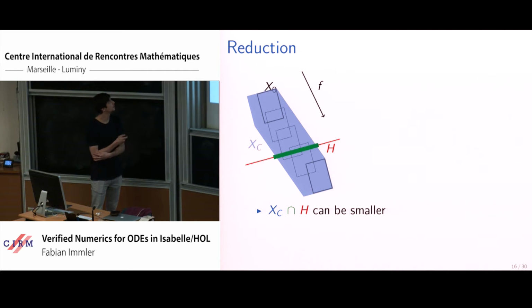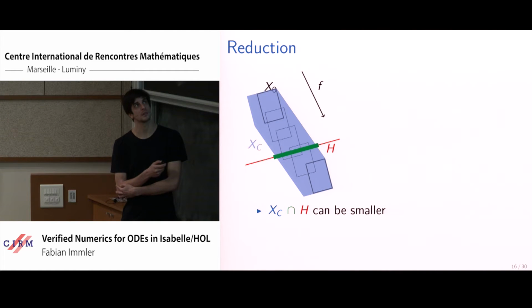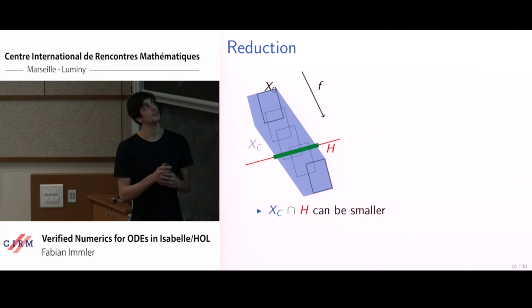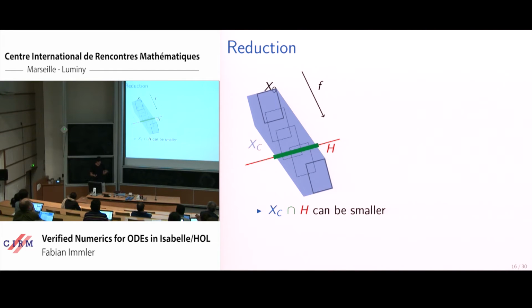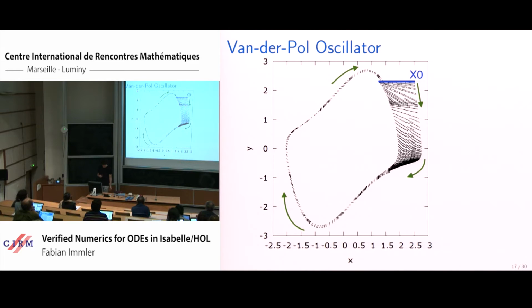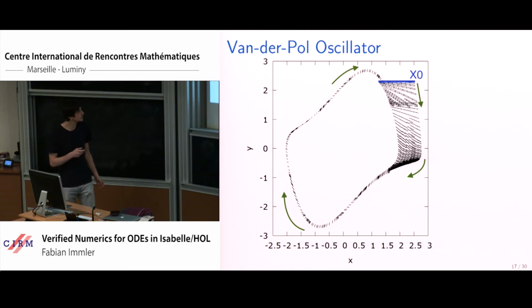And even if it's not directly smaller, it might be beneficial that it's basically flat in one dimension along the hyperplane. So that also often helps. And so what one needs to do to perform this kind of reduction is compute the intersection of zonotopes with hyperplanes. And here first I wanted to show how this reduction is helpful in a concrete example.